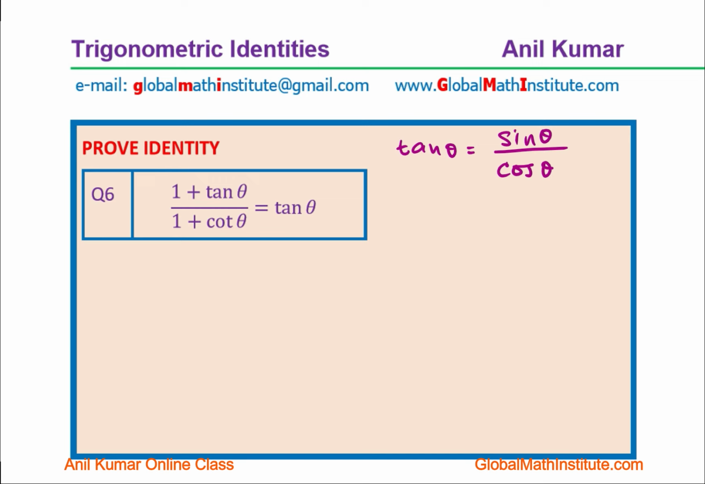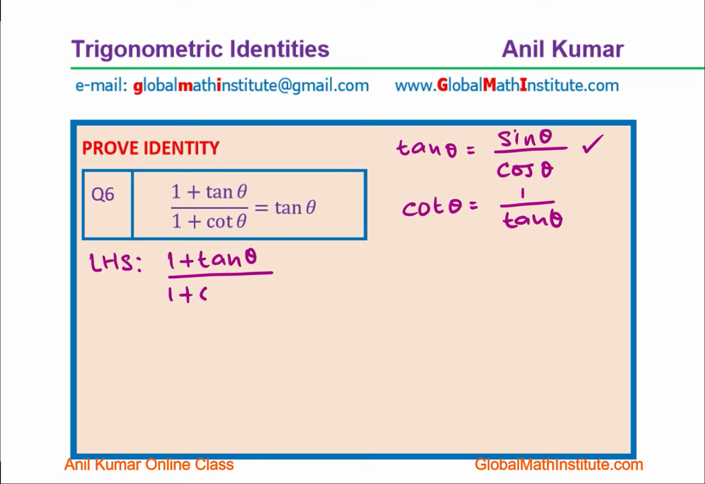Well, some of you can also use the identity that cotangent theta is equal to 1 over tan theta. So there are many approaches to this particular solution. You may adopt any one of them. However, I'm going to adopt the first one, right? So we'll start with the left hand side since it is more complicated and is given as 1 plus tan theta over 1 plus cotangent theta. Okay, so I'm writing them in terms of sine and cosine.